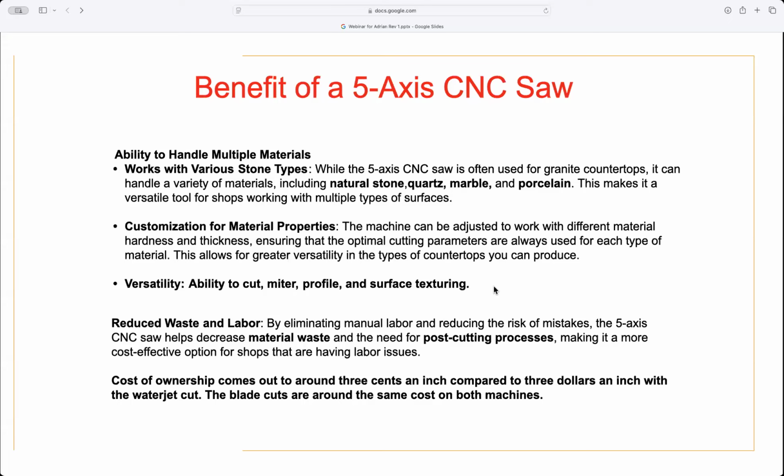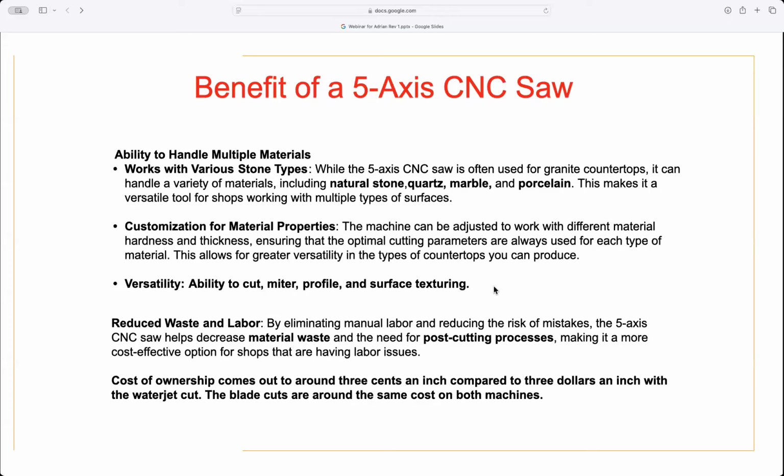The waste is a lot better as well, because with a Sawjet and a 5-axis alike, you can do the cuts and the radiuses and get everything close together. With the move option on some of the 5-axis CNC saws, you can move the pieces out of the way so you don't cut into the next.